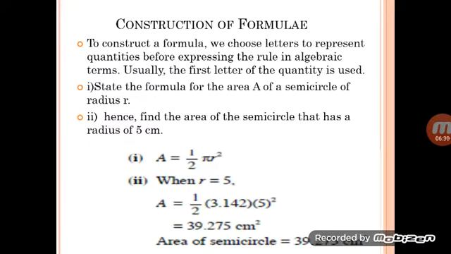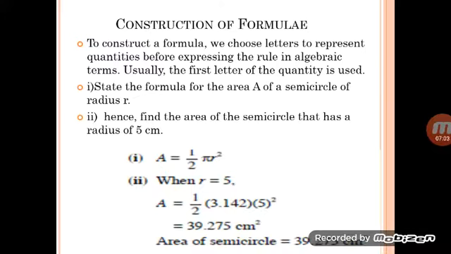Construction of the formula. To construct a formula, we choose letters to represent quantities before expressing the rule. In algebraic terms, usually the first letter of the quantity is used. For example, if a question is given like: state the formula for the area A of a semicircle of radius r. We know the circle area formula is pi r square. For the semicircle, half of the circle means half of the formula. So A equal to 1 by 2 pi r square, the solution of the first part.